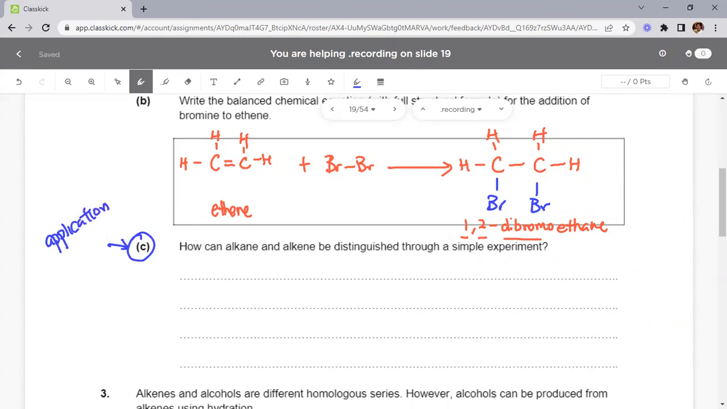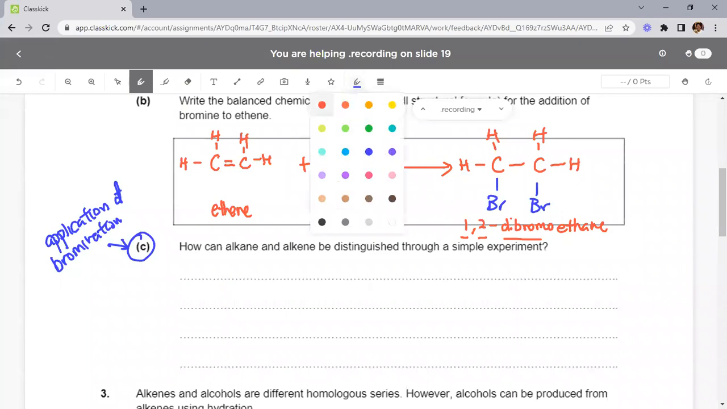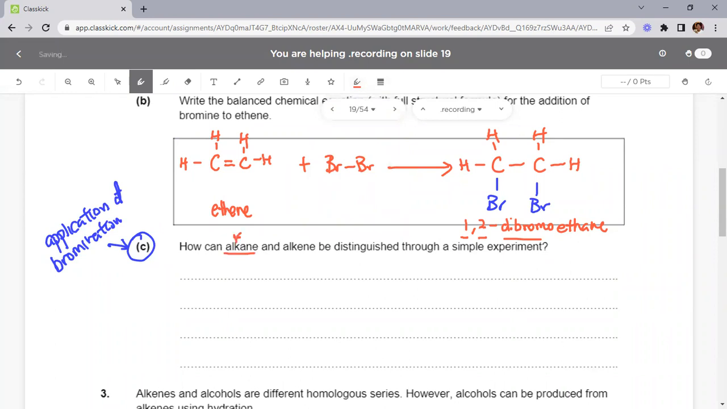So how can I apply bromination? Is it really a helpful process that I need? Okay, the answer is yes, it can be a very helpful process. Because why? Alkane is saturated. You realize that there is no C double bond C, whereas for alkene, it is unsaturated. So there's a C double bond C, right? So how can I distinguish between them?